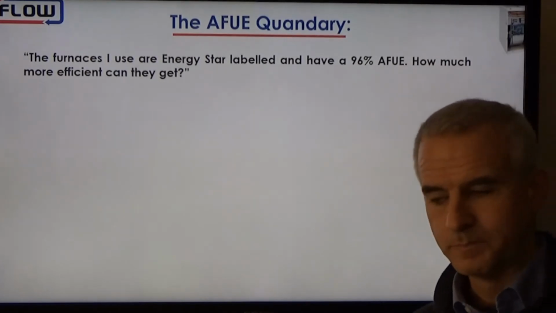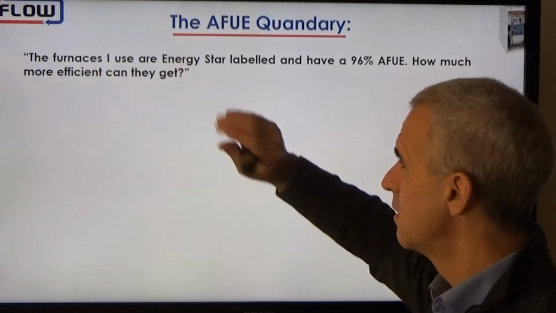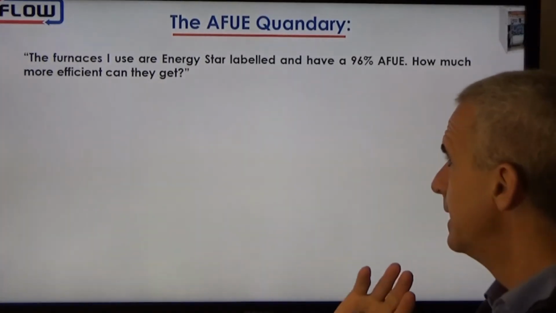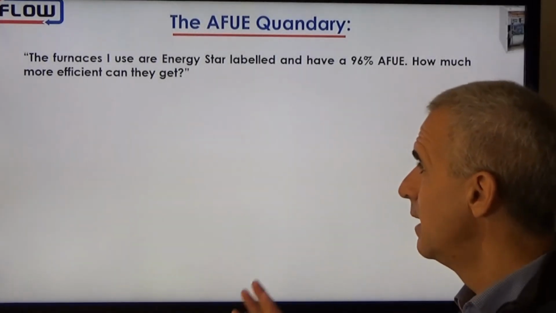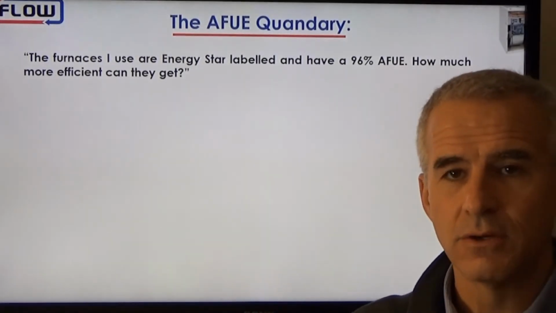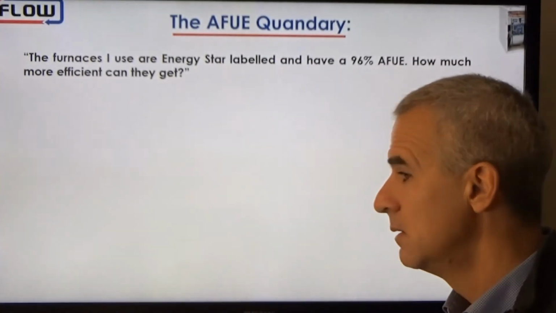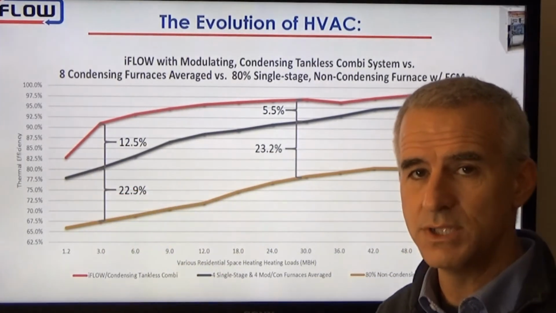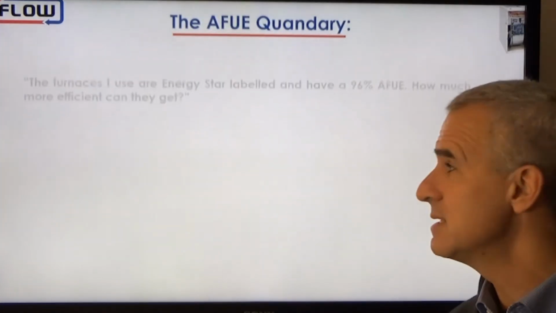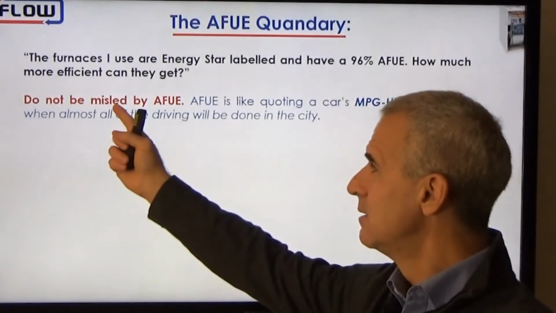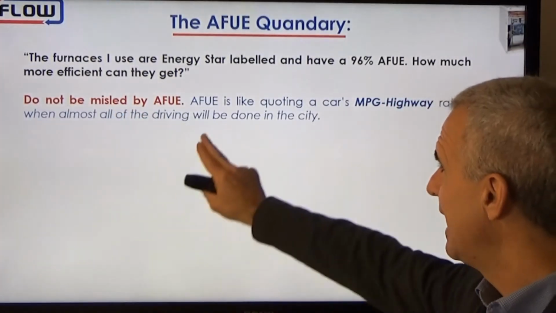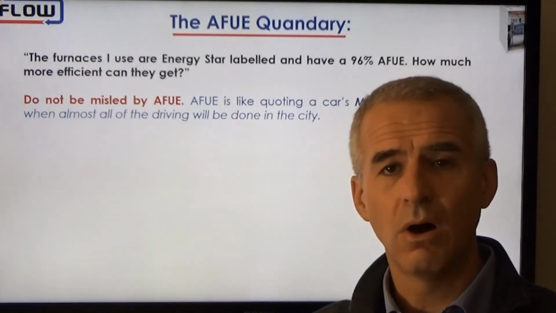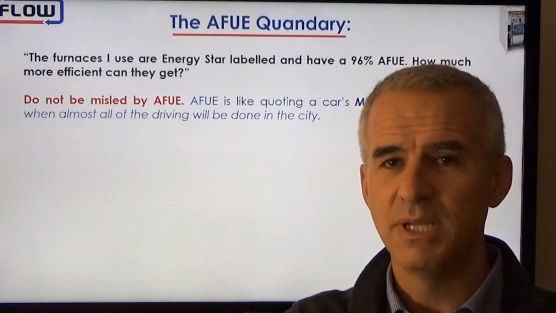Let's look at AFUE. I get this comment often: okay, the furnaces I use are Energy Star rated, they're 96% AFUE. How much better can your system be? How much more efficient can it be? Well, we saw by this graph, it can be much more efficient actually, because it's able to modulate in the ranges where most of your heat demand is. Don't be misled by AFUE. AFUE is like quoting your car's MPG highway when almost all of your heating is going to be done at MPG city.